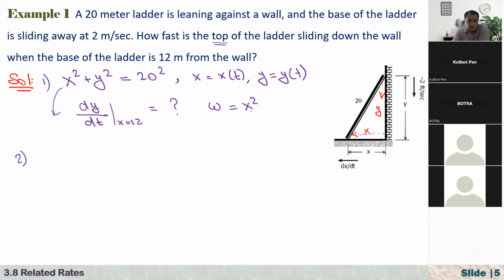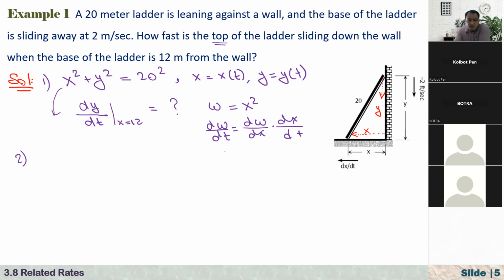And W is a function of X, and X is a function of T, right? So what is dW/dt? By the chain rule, I had to differentiate W with respect to X, and X with respect to T.